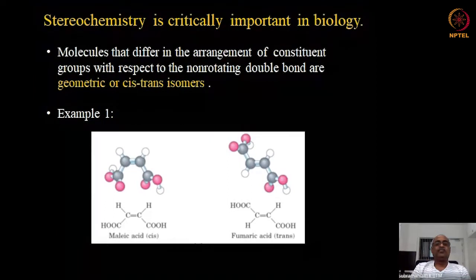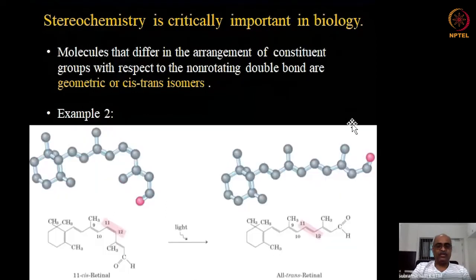So this is what you call geometric or cis-trans isomers. Here the reference is primarily to the double bond, which doesn't allow free rotation. The second one is the chiral carbon, right? We only talked about two.